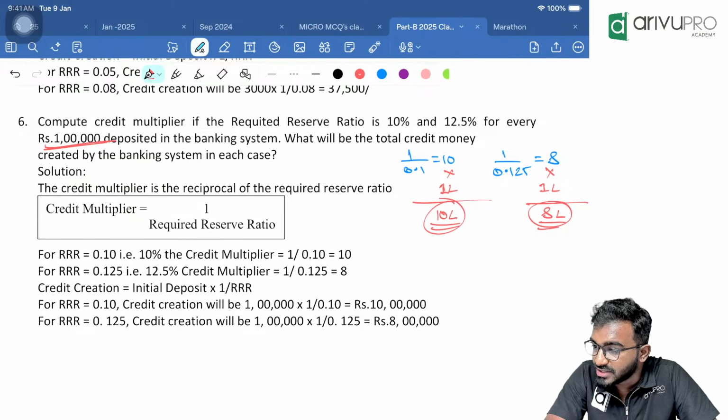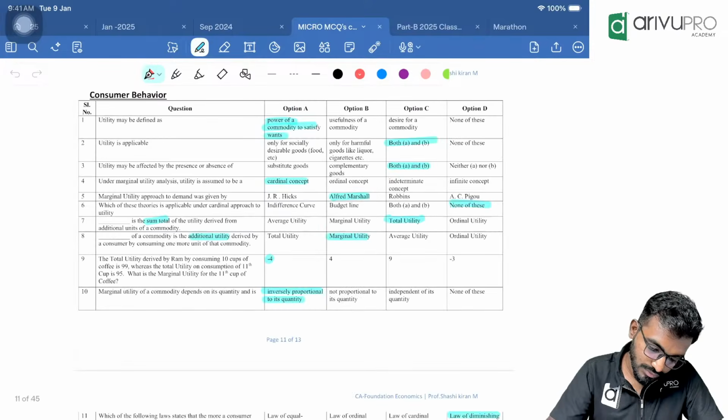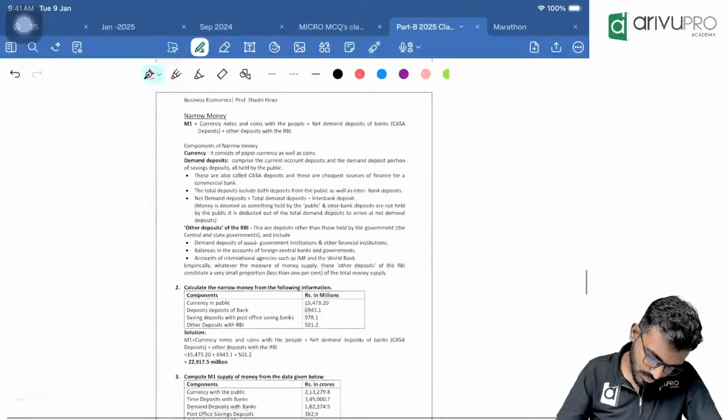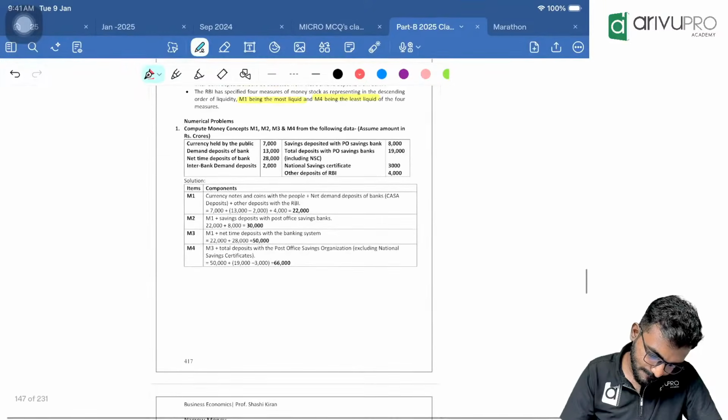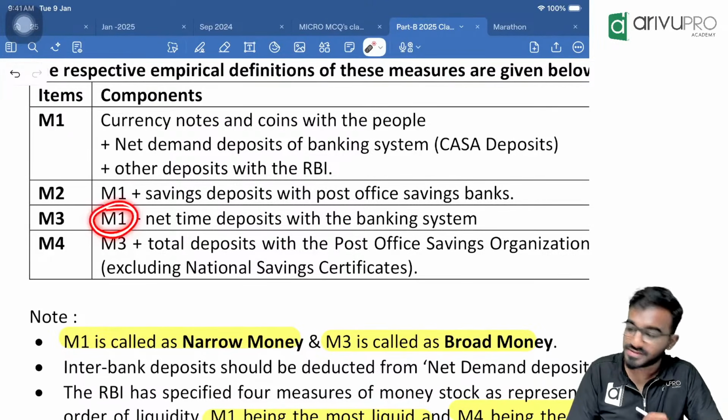For M3, it is M1 plus, not M2 plus. So M3 is M1 plus, not M2 plus.